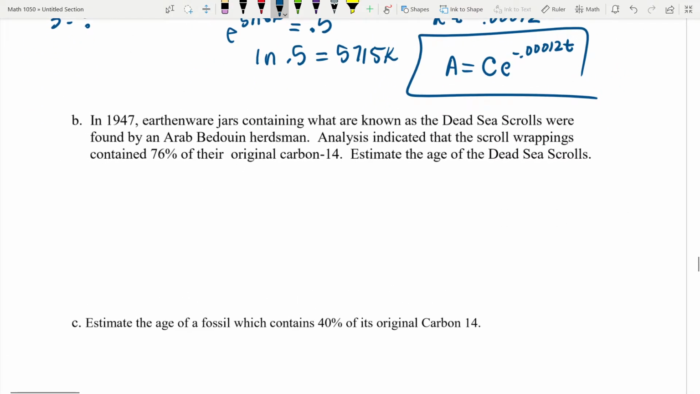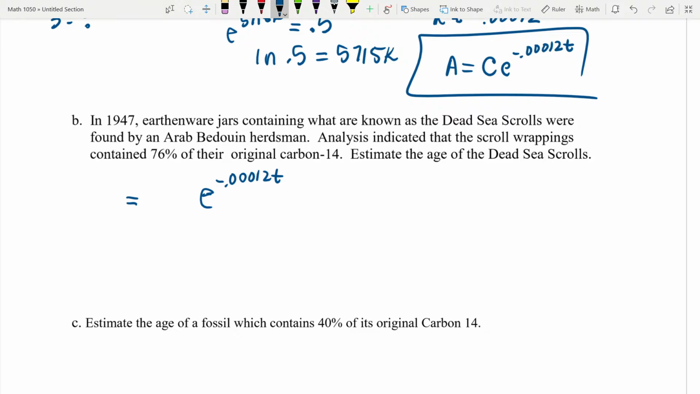In 1947, jars containing the Dead Sea Scrolls were found by an Arab herdsman. Analysis indicated that the scroll wrappings contained 76% of the original carbon-14. Estimate the age. Okay, what are they asking me for? They're asking me for t, right? So I'm going to go e to the negative 0.00012 t.